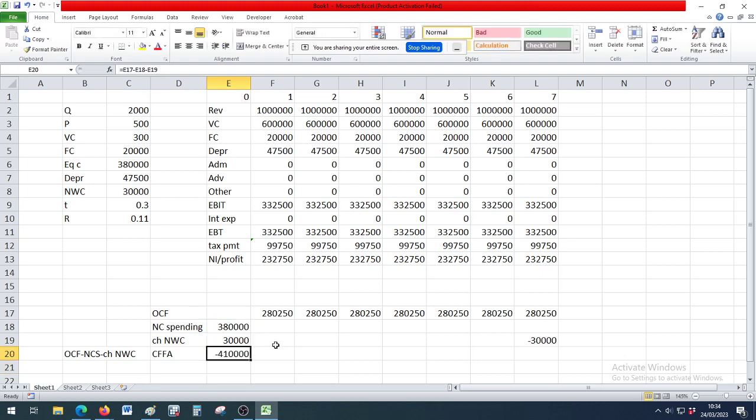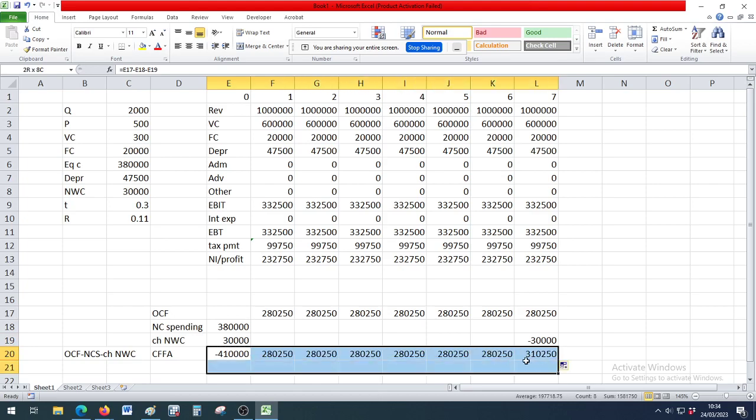So year zero, yes, true, we have a cash outflow of 410,000 in year zero because we had to spend 380,000 to buy the equipment and also put short-term assets into the company of 30,000. Together, we lost out of pocket so far 410,000. So it seems to be correct. Now we just copy this formula. These are the cash flows.